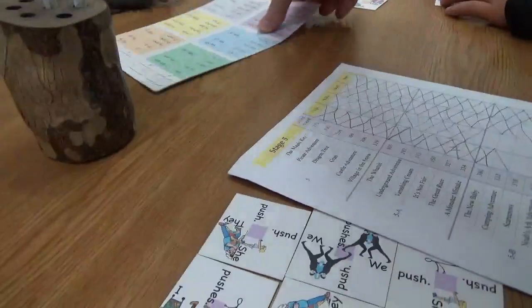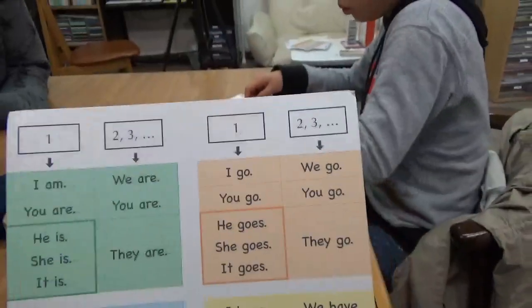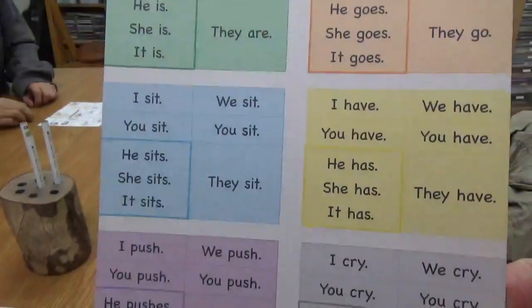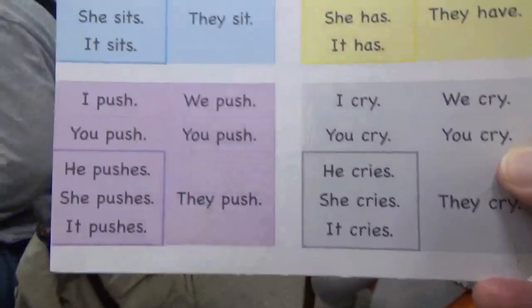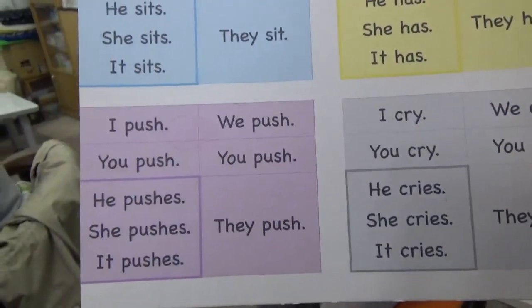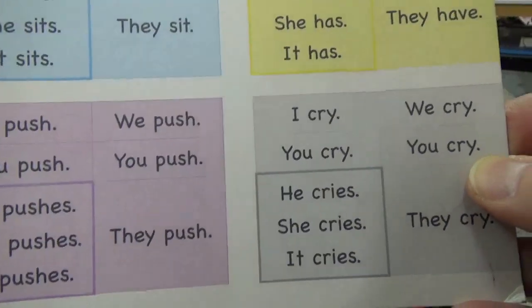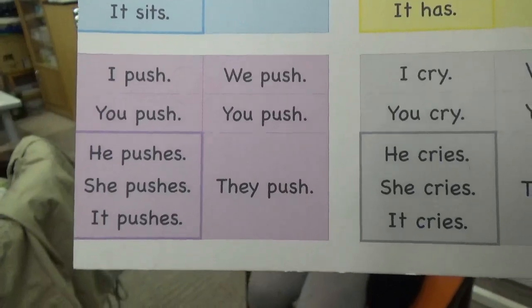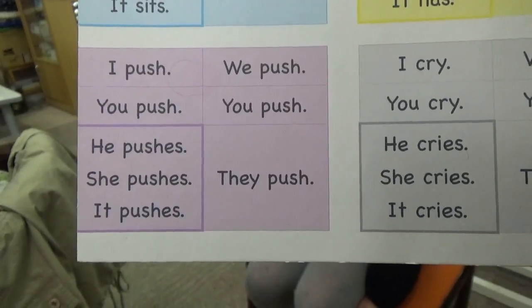And here's our key, which the kids can use if they don't know. They can use this. You're finished? Okay, hold on. We'll come to you in a minute. And here's the push. So let's see. You ready? I'm going to say the I or you, and you're going to say I push or I pushes. Okay? They. They push. Good. You. You push. Right. She. She pushes.